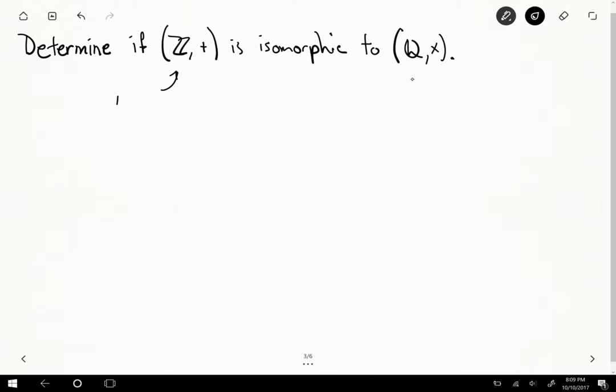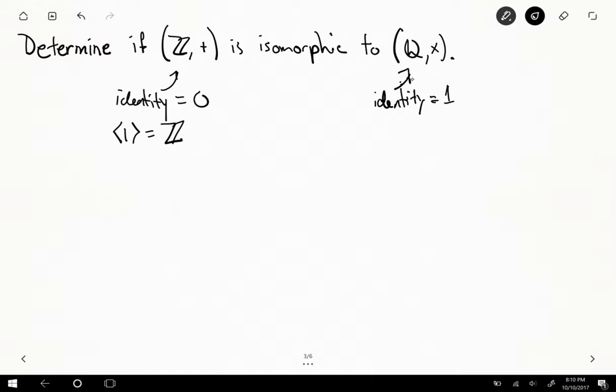The identity equals 0 here, and in this case the identity equals 1. The other thing we can take note of is that the integers are a cyclic group generated by the element 1. So we can build all integers just based upon that one value.